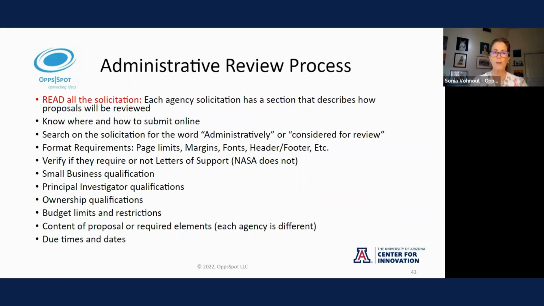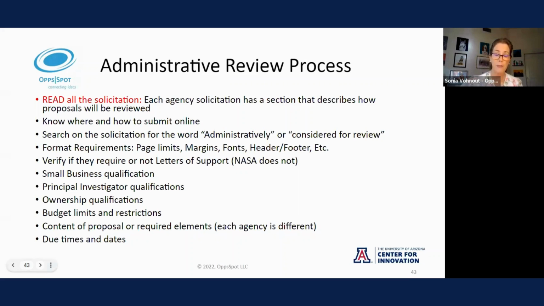So administrative review process, read all the solicitation. It describes in most cases everything you need to do and how and where. And it's very important to understand the rules with the formatting requirements, the page limits, the margins, the size of the fonts, what has to go in the header, what goes in the footer. Make sure that you verify if you can put letters of support, DOE does, NASA doesn't. You've got to be able to qualify as a small business, that your principal investigator has the right qualifications, ownership qualifications in terms of IP, who owns them, why, what you're going to be doing, budget limits and restrictions. Make sure you don't exceed those.